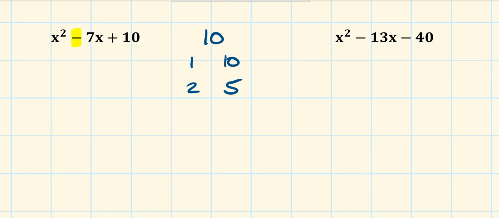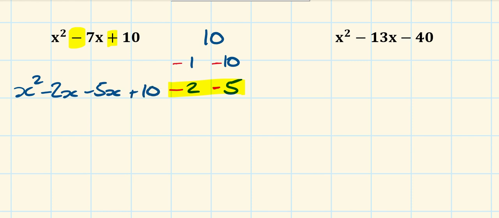Now, notice in this one, we've got a negative going on here, but a positive at the end. So we're going to need two negative numbers in order to make a positive, and to keep it negative in the middle. So obviously 2 and 5 subtract to give you minus 7. So we'll go x squared minus 2x minus 5x plus 10.